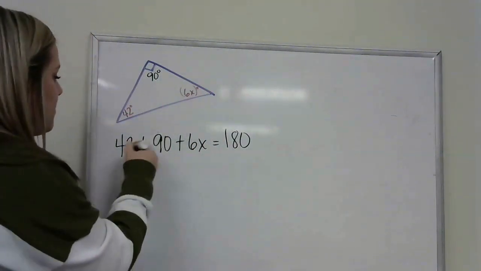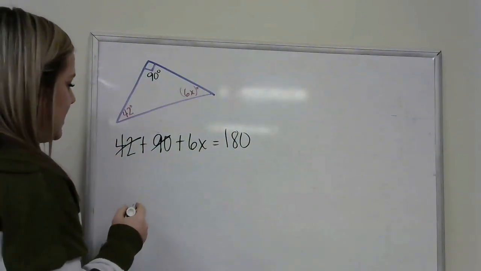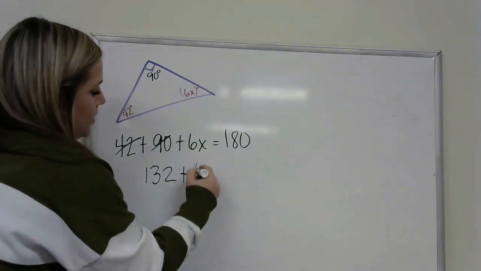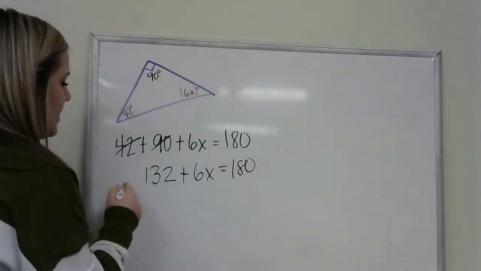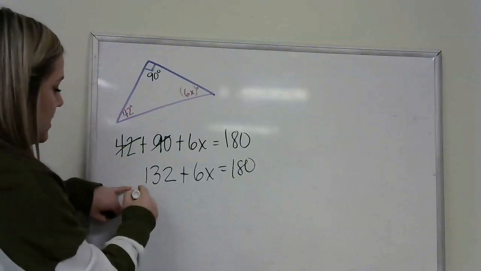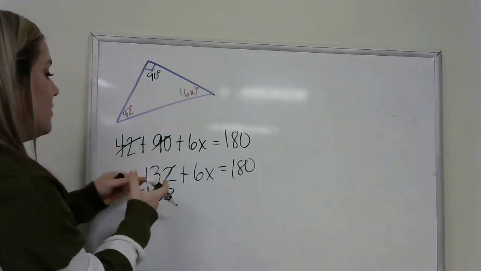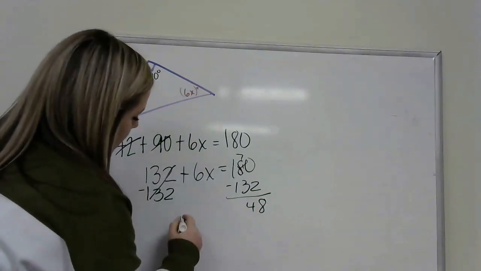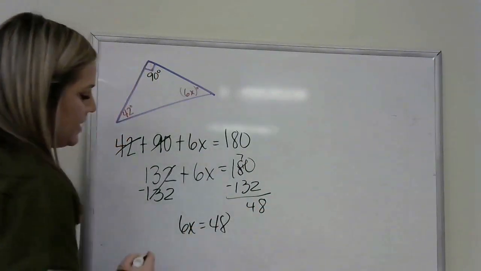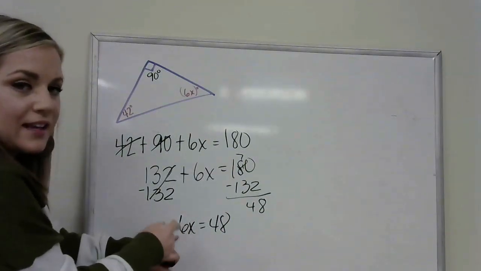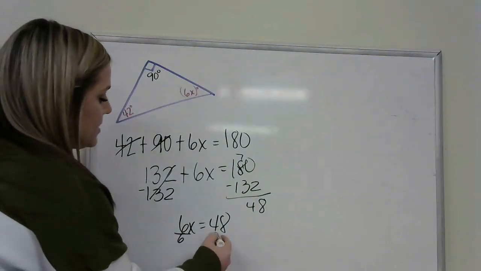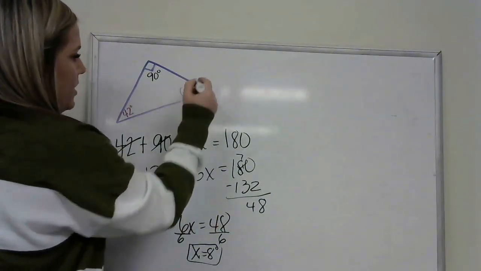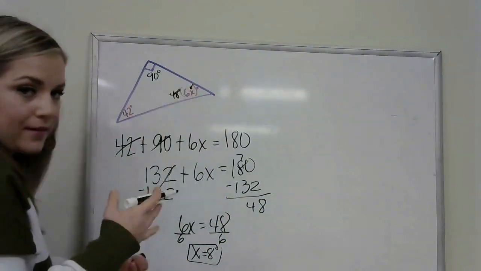We know how to solve all this. We're going to combine these two, 42 and 90, which would be 132, right? 132 plus 6x equals 180. Okay, so now I'm going to subtract 132 from this side. And if I subtract from the left, I got to subtract from the right. Let's see, 48. Okay, so now we have 6x is equal to 48. Now, I need to get rid of the 6 because I want to isolate this x. I want to get it by itself. So I'm going to divide by 6, and x is equal to 8. So x is 8, and the angle, 6x, is 48 degrees.